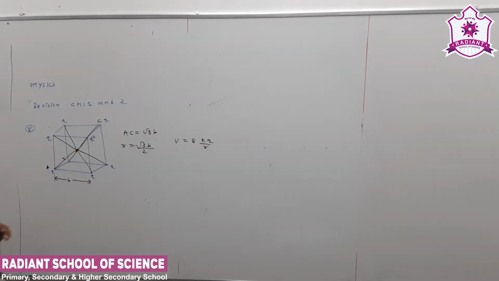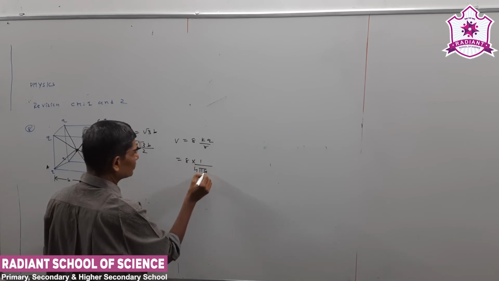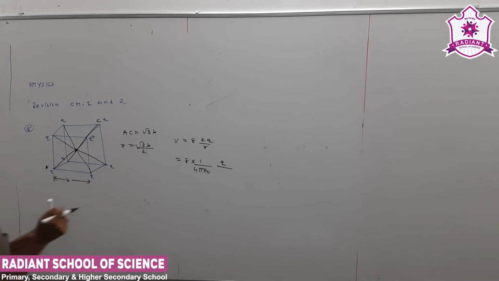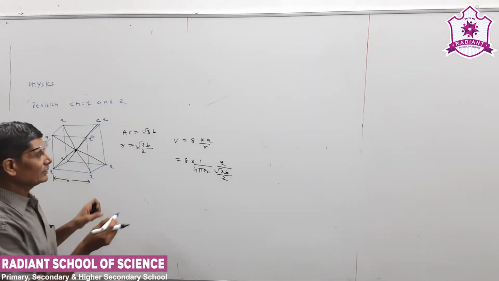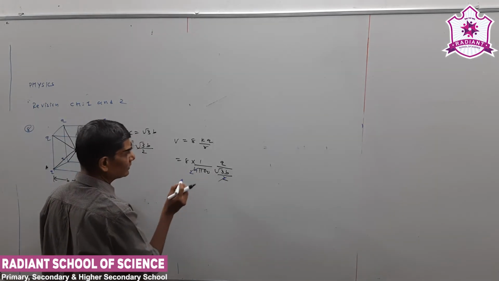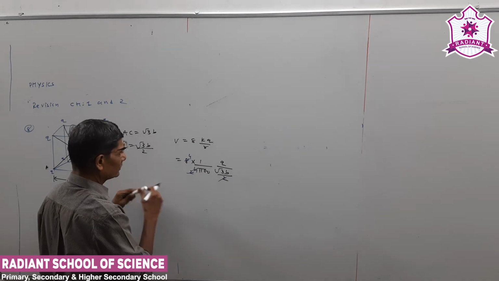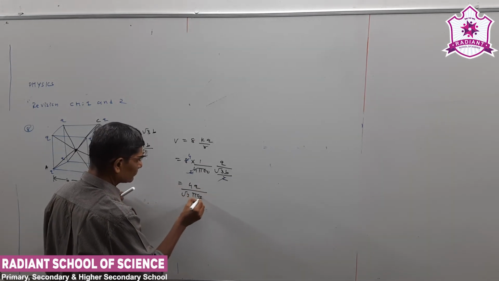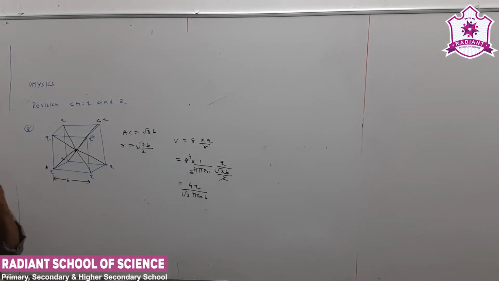Now we substitute the values. 8 into k, whose value is 1 upon 4 pi epsilon 0, times Q, and R is the distance, that is root 3 b by 2. Okay, see, this we can cancel. 2 twos are 4. Okay, 4Q upon... So this is how we can calculate the potential.